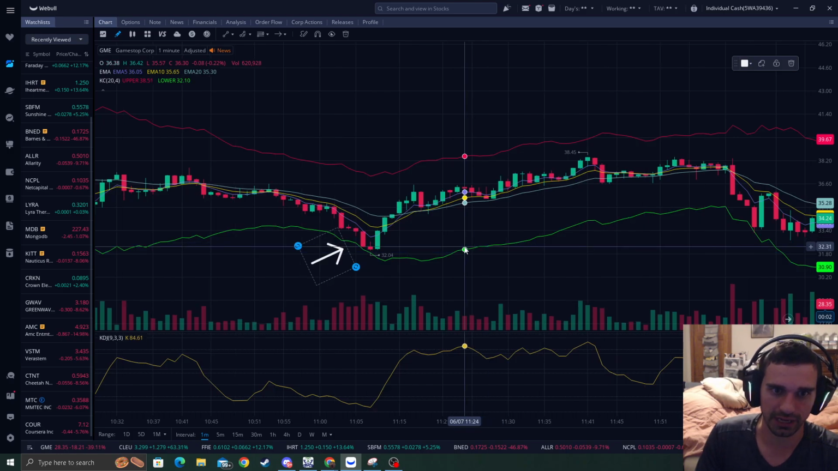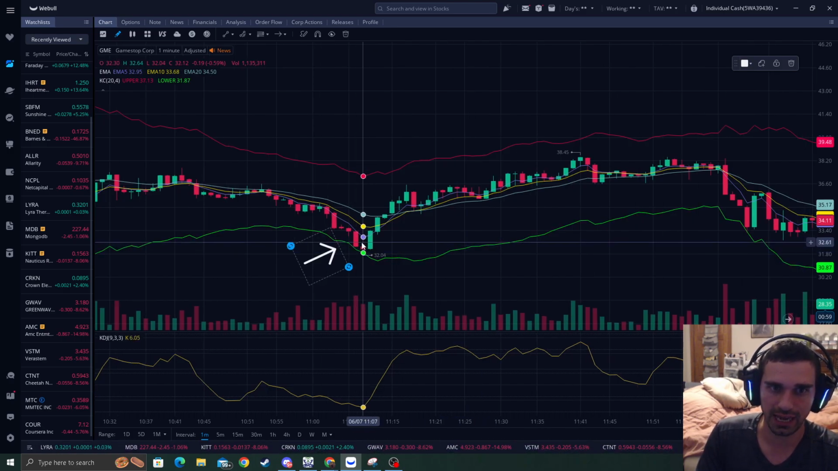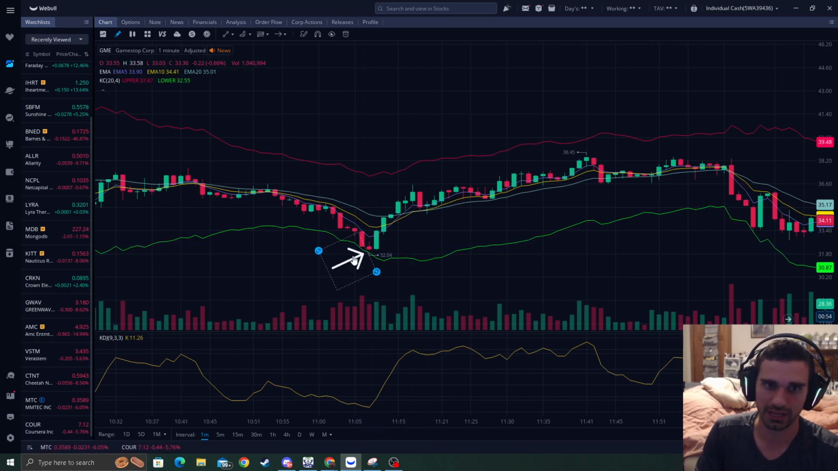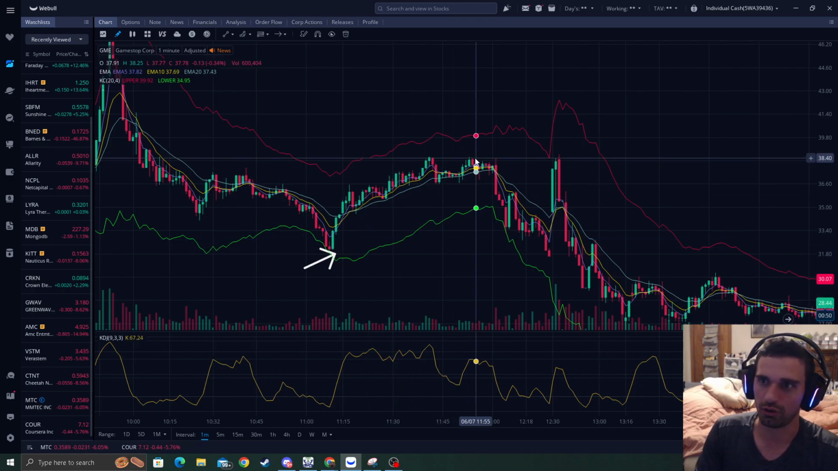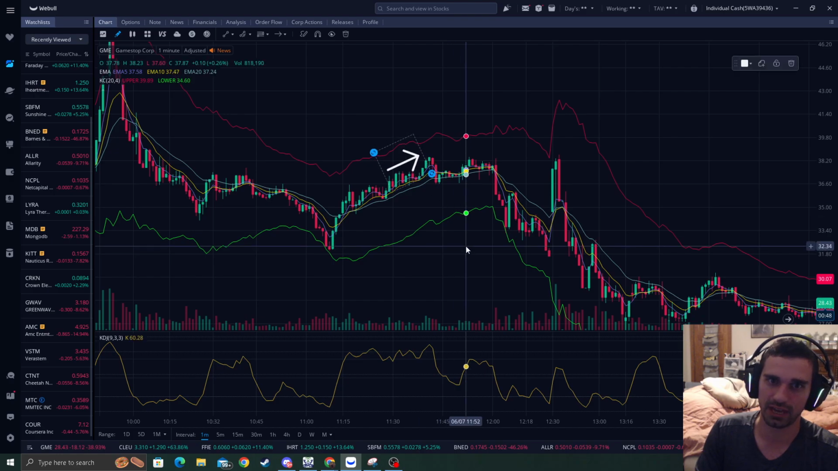As we hit the lower band, you would put your entry right at the low of the candle, and then this next candle at 11:07 would have got you in. And who wouldn't have loved this profit from $32 all the way up to $38? That is massive gain, very nice.